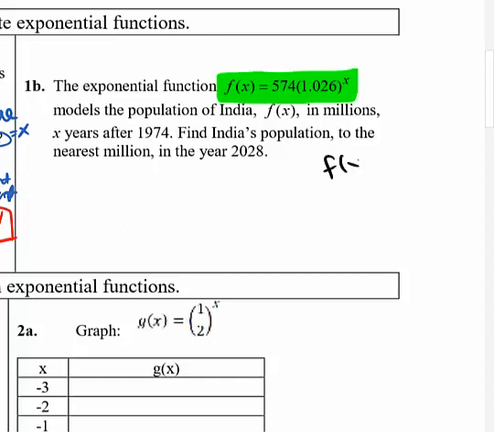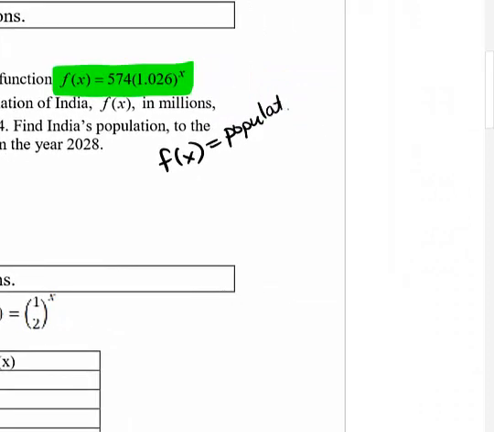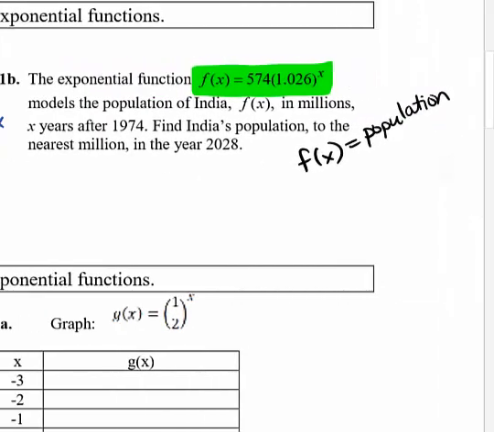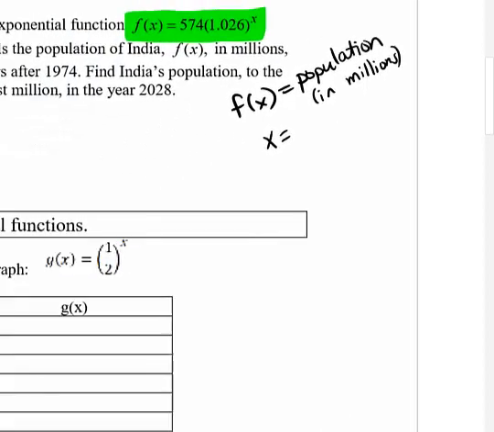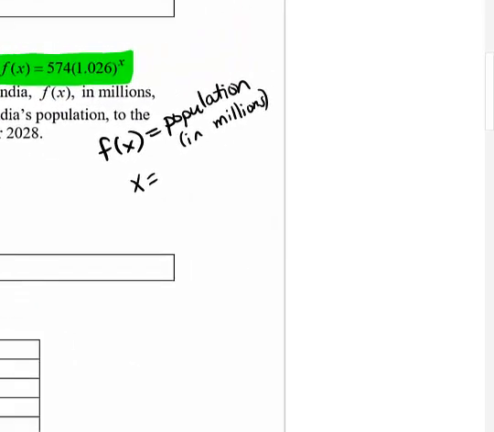You don't have to write this down, but for some reason it helps me to write it, so I remember which one's which. X is what and f of x is what? f of x equals the population in millions. And then x. What was that standing for? X years after 1974. Okay, so x is the number of years since 1974. Alright, so that helps me so I know if they give me a number that has to do with population, I replace f of x with it, but if they give me a number that has to do with the number of years or a year, then I know it's going to be an x being replaced.